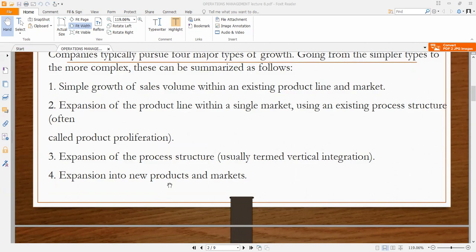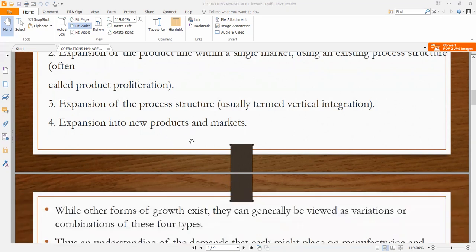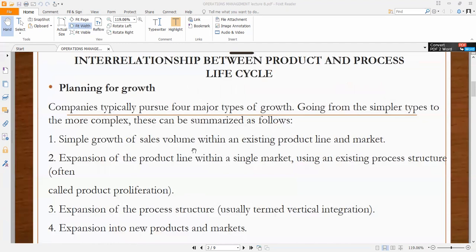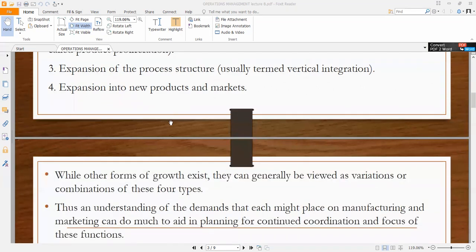We indicated that vertical integration is actually the steps or procedures that a company has for its product and services. You can further Google it or check it through our previous notes. However, we'll break it down further. The fourth is expansion into new products and markets. So these are the four types of growth.